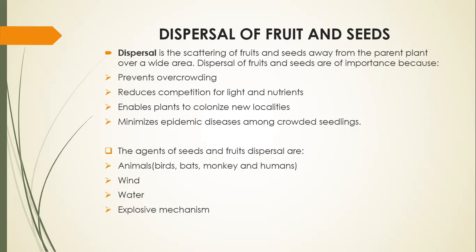Now, we have four reasons why dispersal of fruits and seeds is important and advantageous to living organisms. One, it prevents overcrowding. Now, this point helps you understand that when dispersal is not taking place and plants are colonizing the same area, there would be a lot of them at the same place, and they become overcrowded. When they are overcrowded, it leads to the second point: it reduces competition for light and nutrients. Because there are many at a particular point, they are all struggling for the same resources.